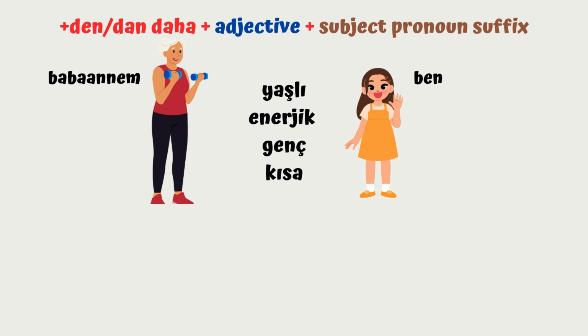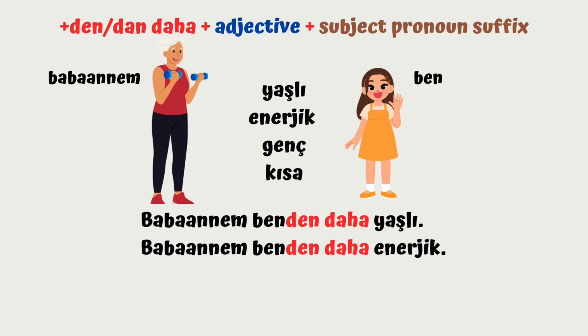Yaşlı, old, elderly, energetic, genç, young, and kısa, short. So like we said, we need then or dan and daha and an adjective. So let's take a look at these examples.